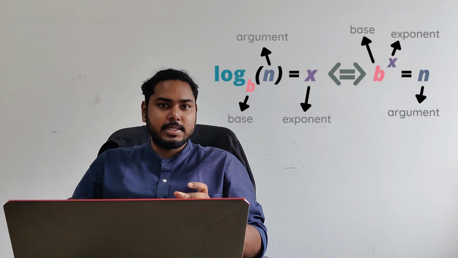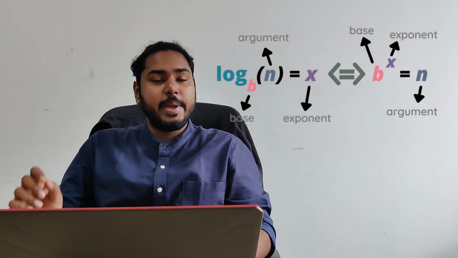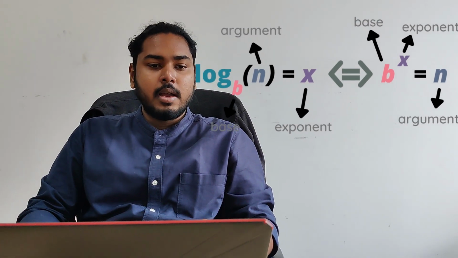So, logarithmic functions are mathematical functions that are the inverse of an exponential function. They represent the relationship between the input variable and the exponent needed to obtain a specific value. The logarithmic function has the general form f of x equal to log base b of x, where b is the base of the logarithm. Now, let's discuss the inverse of an exponential function.